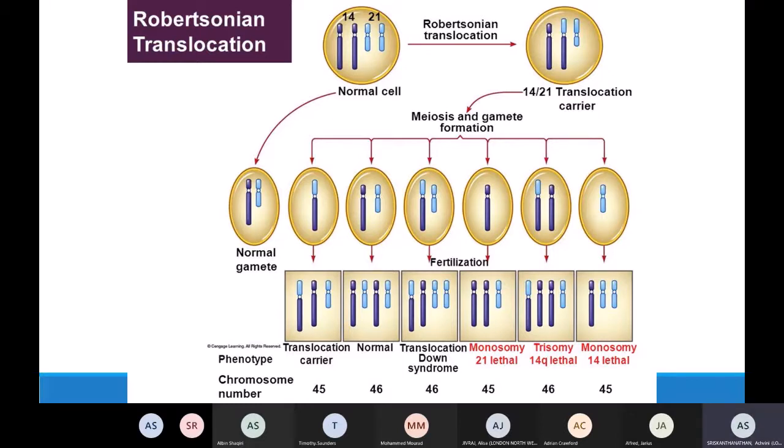the long one is the 14, the short one is 21. Got it the wrong way around. Yeah, so this is why it's your trisomy 21 with a Robertsonian translocation. So you got 1, 2, 3 of your chromosome 21 in there.